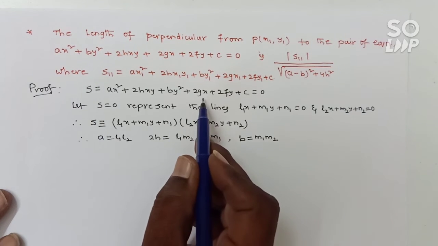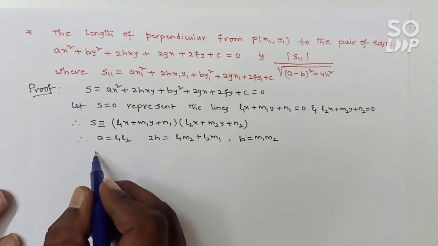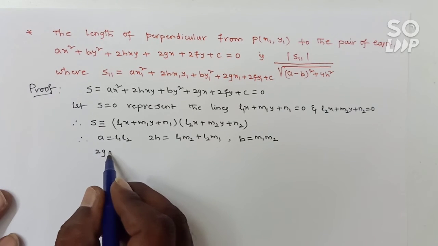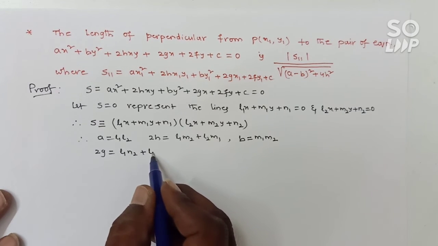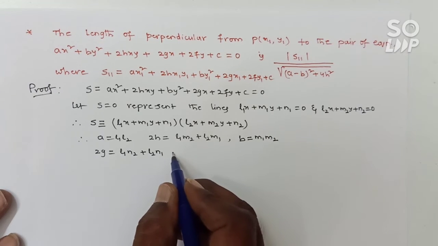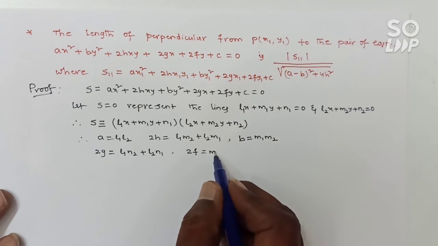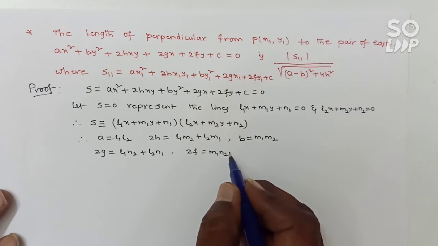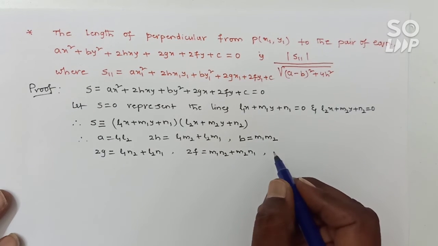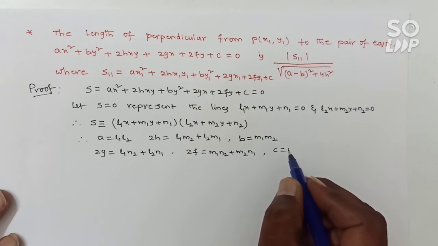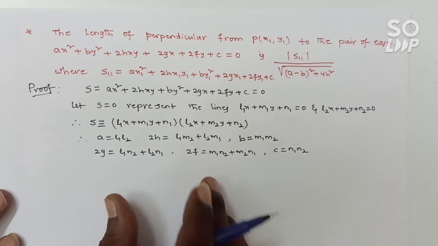And next the x coefficient is 2g. So 2g equals L1 into n2 plus L2 into n1. Next the y coefficient, 2f equals m1 into n2 plus m2 into n1. The constant c equals n1 into n2. So these are the results, right?